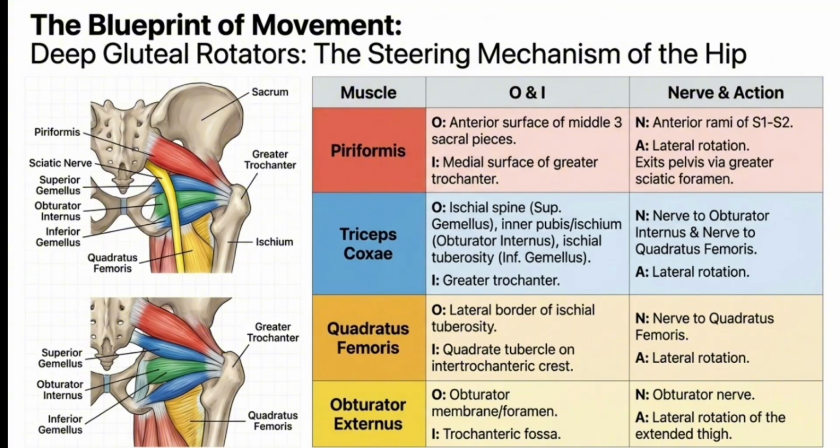Below it lie the triceps coxae group, consisting of the superior and inferior gemelli along with the obturator internus, followed by the quadratus femoris, and the deeply seated obturator externus. Together, they form a dynamic stability cuff protecting the hip joint.